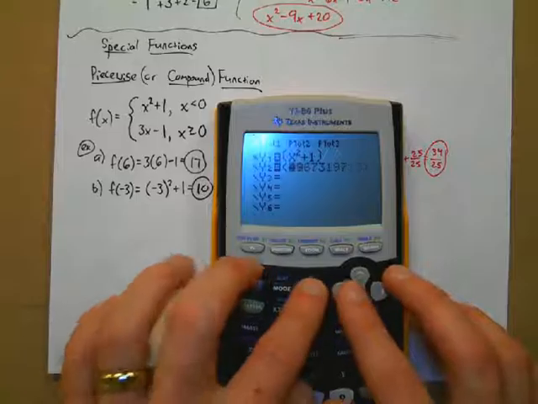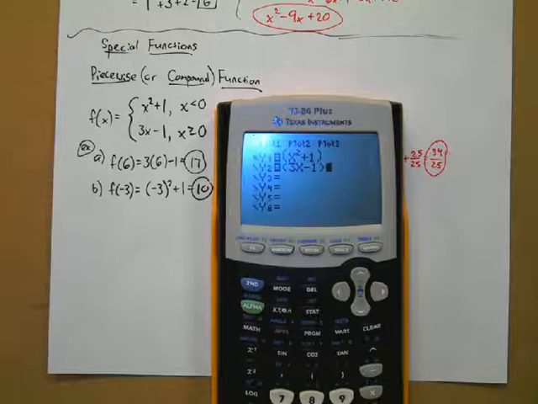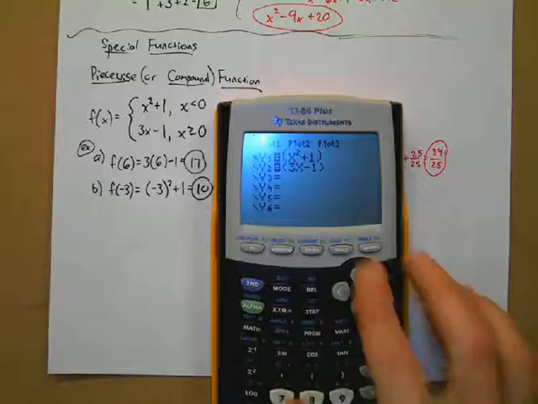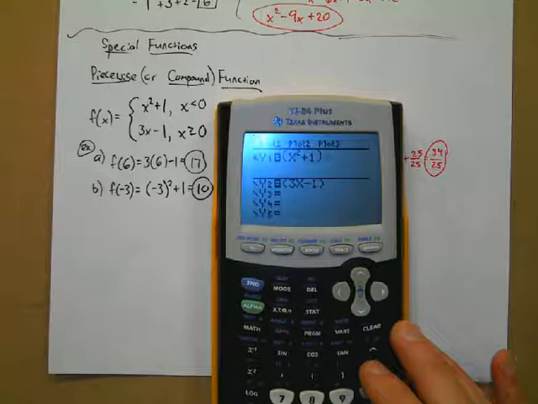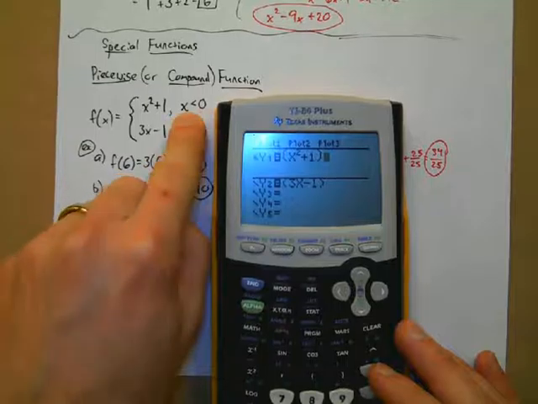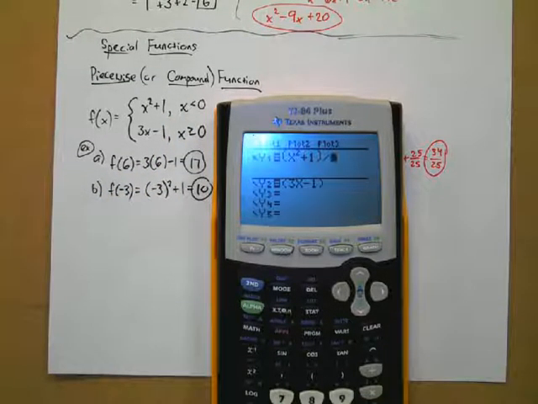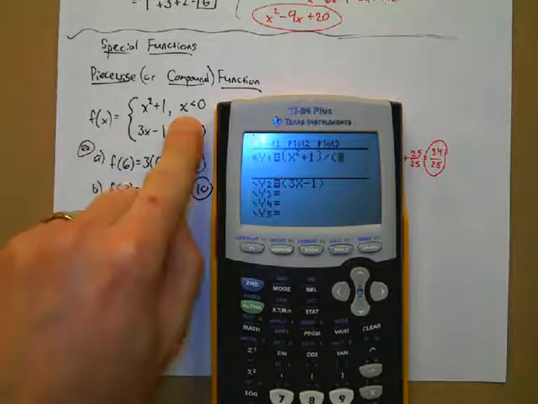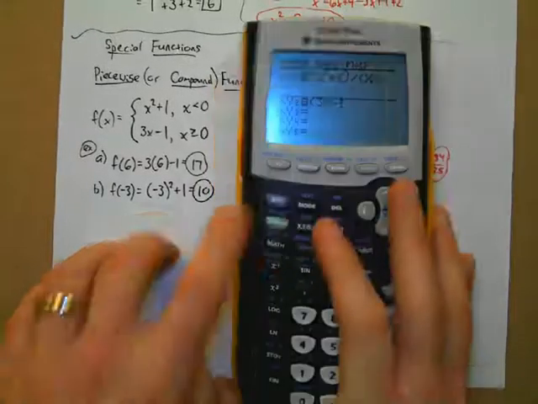Now we will also put in these inequalities here, x less than 0 and x greater than or equal to 0. We're going to divide, open a parenthesis, and divide by that inequality, x less than 0. So we're going to press x again. The less than symbol is in second math, which is the test menu, and you can see all of our inequality symbols right there. We want less than, and then 0. Okay, so hopefully you can see that now.